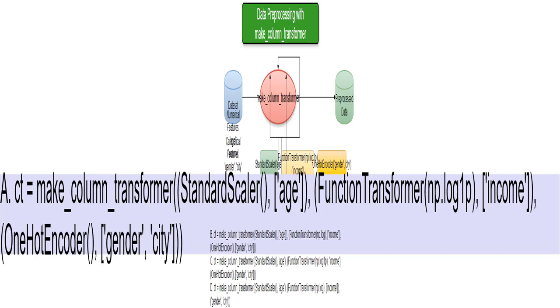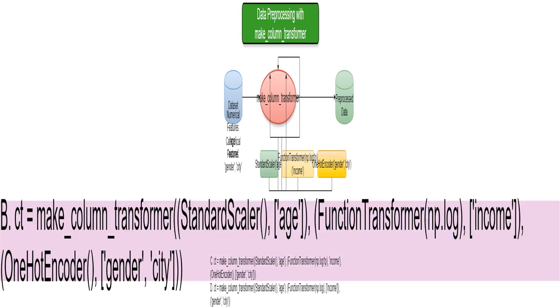This option correctly applies the transformations: standardization to age, log transformation to income, handling zeros properly, and one-hot encoding to gender and city. I'm using lists to specify the column names for standard scaler and one-hot encoder.